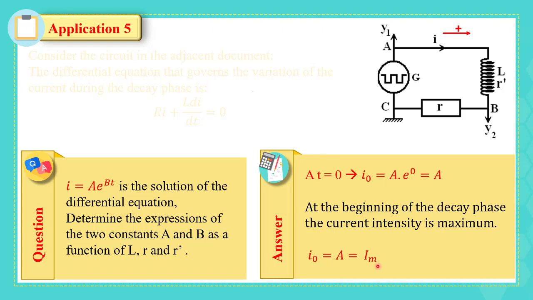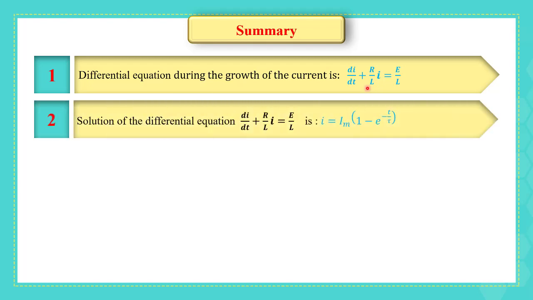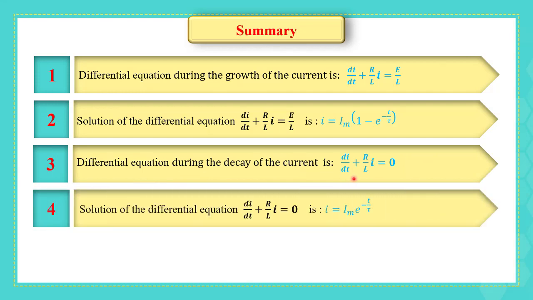Now, as a summary, the differential equation during the growth of the current is di/dt plus (R/L) i equal to E over L. The solution of this differential equation is i equals I maximum times (1 minus exponential to the power minus t over tau), and the differential equation during the decay of the current is di/dt plus (R/L) i equal to 0, and the solution of this equation is i equals I maximum e to the power minus t over tau.